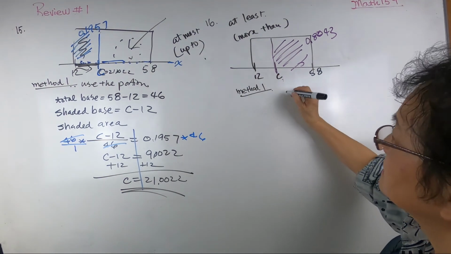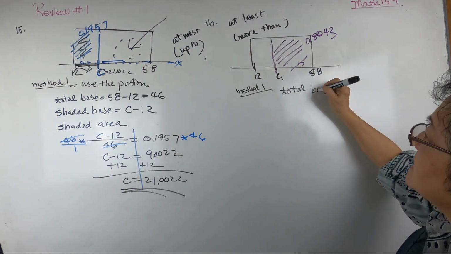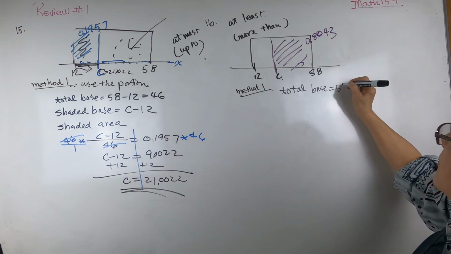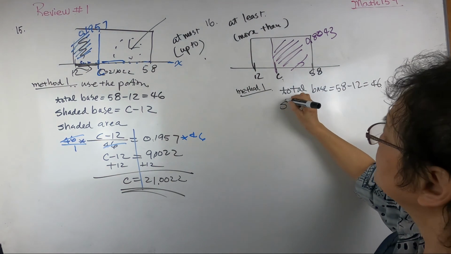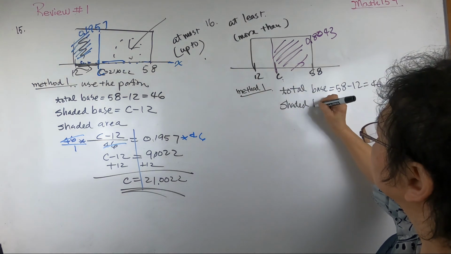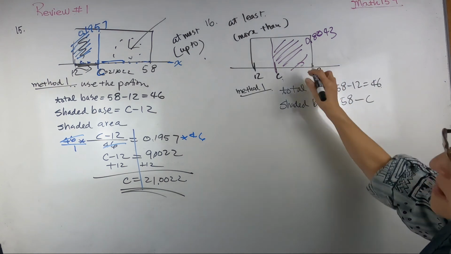How do we write the equation? So your total base will be the same. 58 minus 12 is 46, right? Then your shaded base will be what? 58 minus C. It's because of this portion.